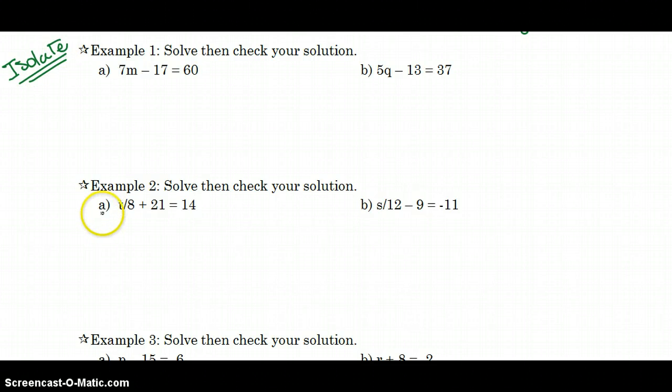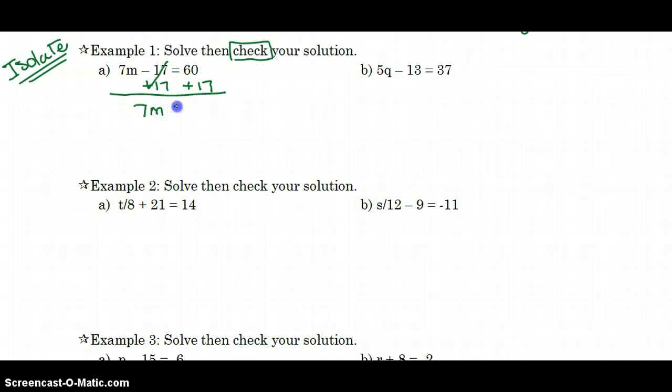Alright, so here in example 1, it says to solve and then check our solution. M is my variable. I want M by itself. So instead of starting with dividing both sides by 7, there's something else happening to M besides multiplied by 7. We have a negative 17, or subtracting 17. So I take care of the subtraction problem before I take care of the multiplication. And whatever we do to one side of an equation, we must do to the other.